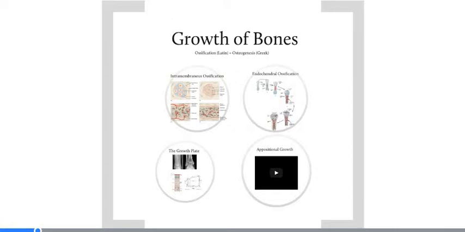In this section, we're going to concentrate on two of them that are found in the initial development of the skeleton. Before we go there, though, I want to introduce two words which essentially mean the same thing: ossification and osteogenesis. Ossification is a Latin term and osteogenesis is a Greek term, but they both mean the growth of bones.